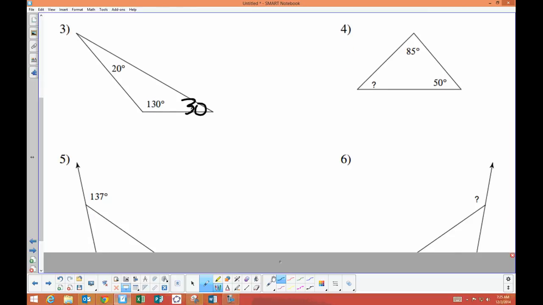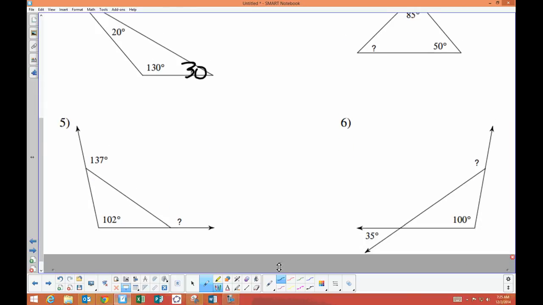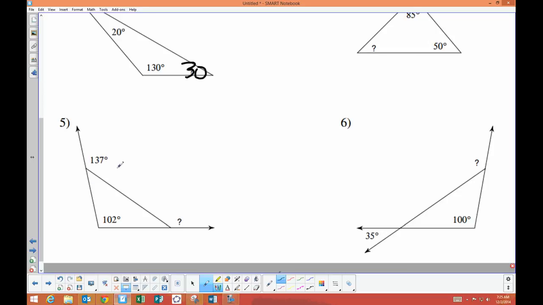A couple more different ones down here. Here they've changed things up on us just a little bit, but it's no big deal. Here they only give us one interior angle, but they do give us an exterior angle, and we know since these are both on a straight line that they're a linear pair. So this has to be the supplement to 137, which would be 43. I got that by doing 180 minus 137.